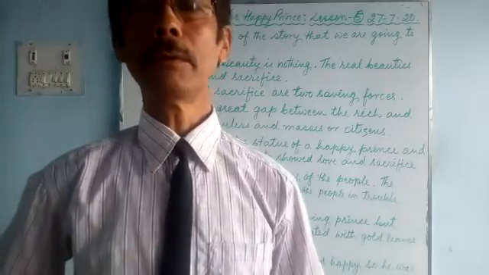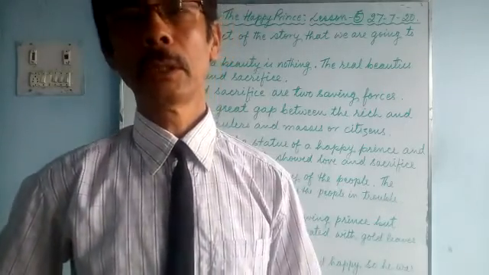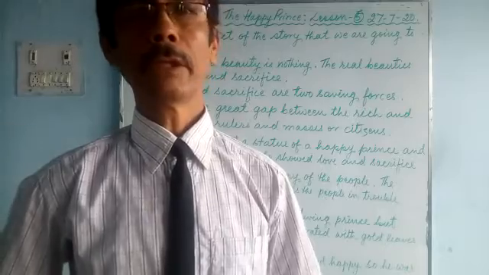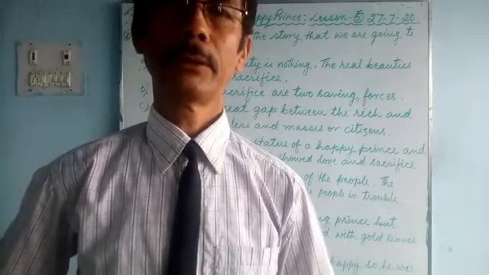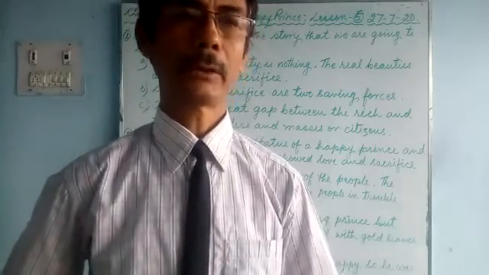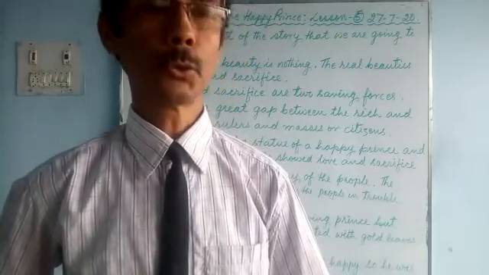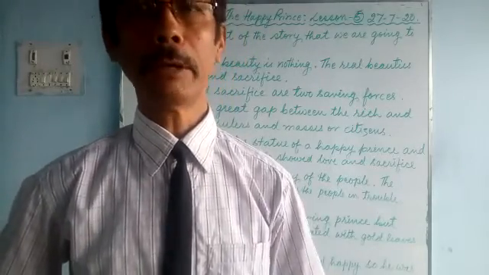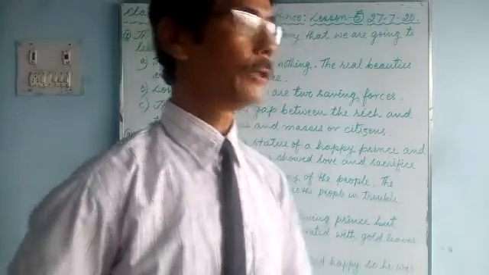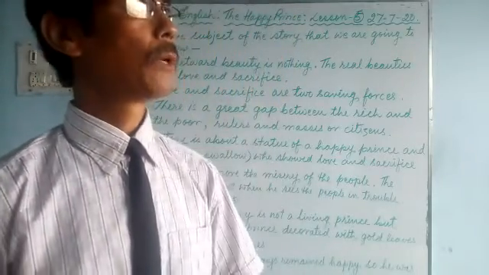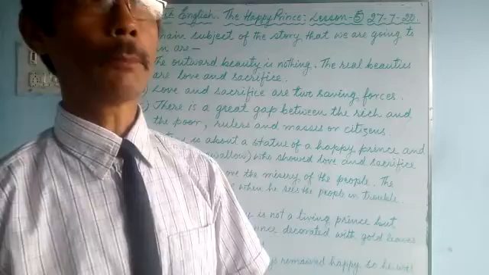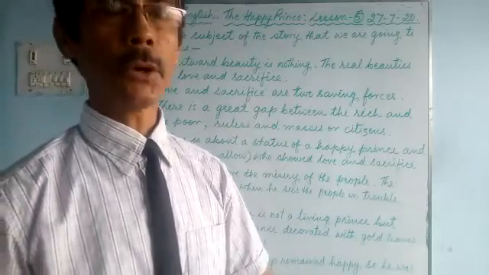Let us continue our lesson in English. So, we have reached lesson 5, The Happy Prince. Now we are going to learn about the story first. Then we'll continue about the story. First we'll talk about what the story is all about.